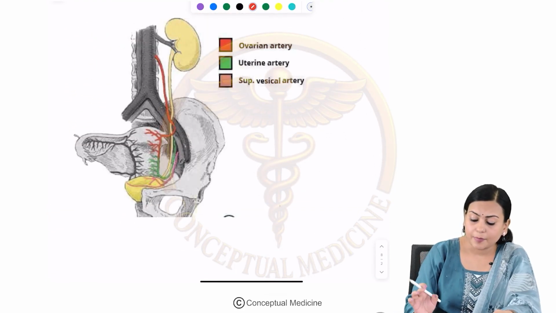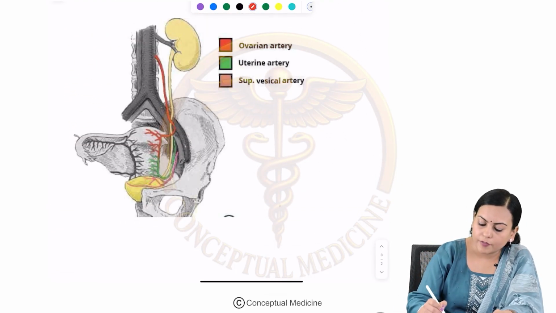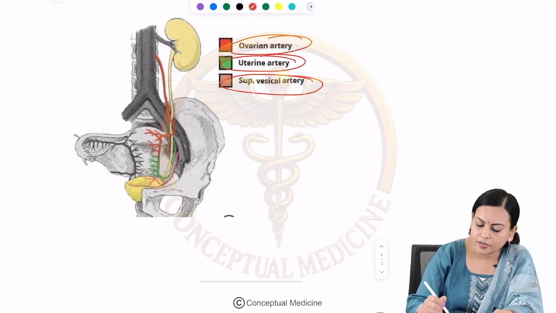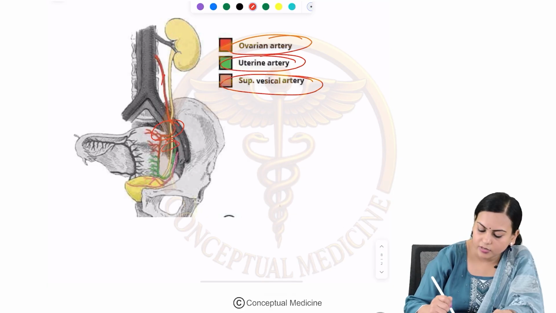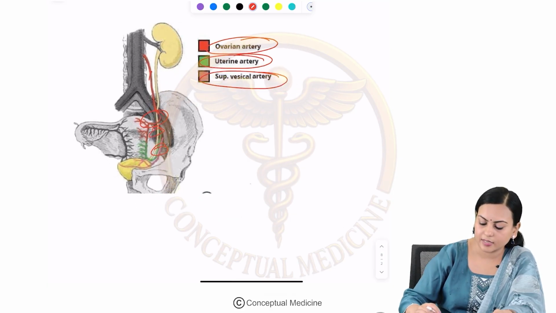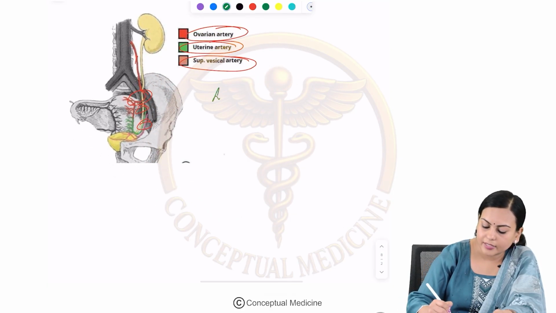Now, what is the blood supply of the ureter? It is supplied by the ovarian artery, uterine artery and superior vesical artery. So, this is the ovarian artery, the uterine artery and the superior vesical artery. What is the lymphatic drainage?